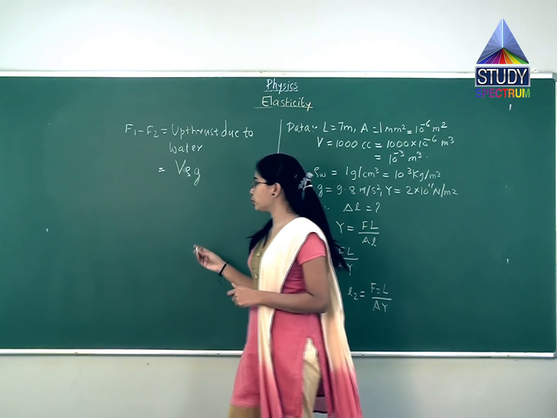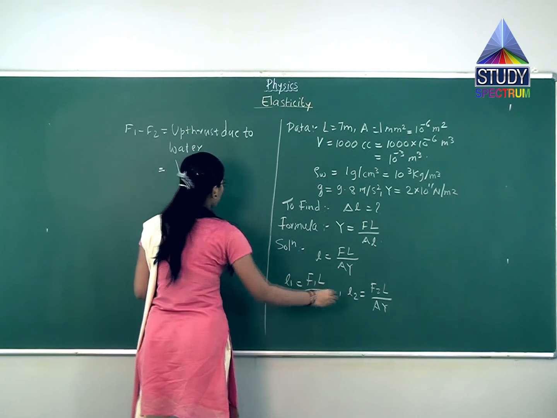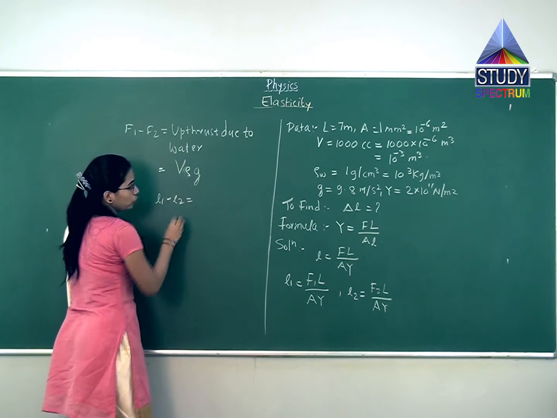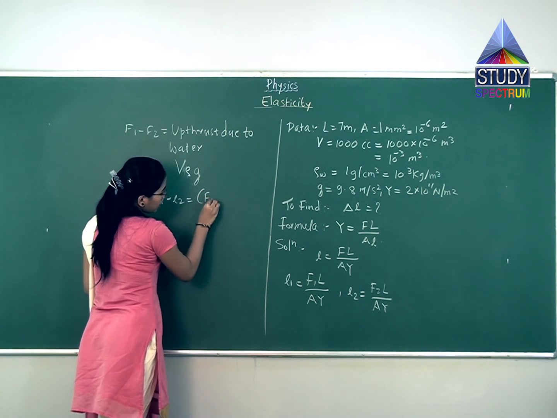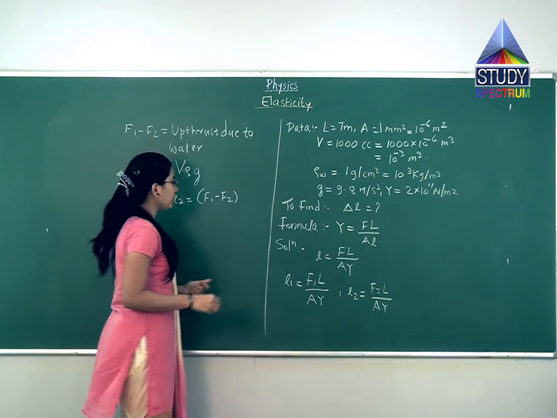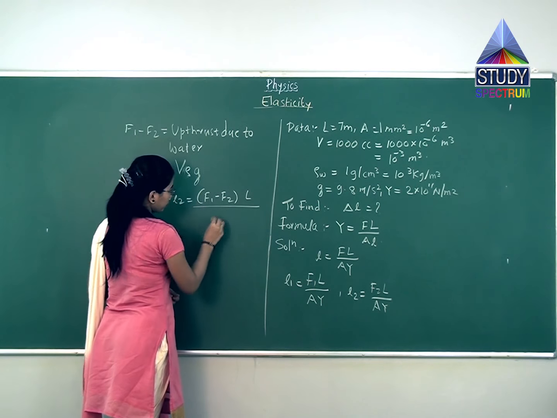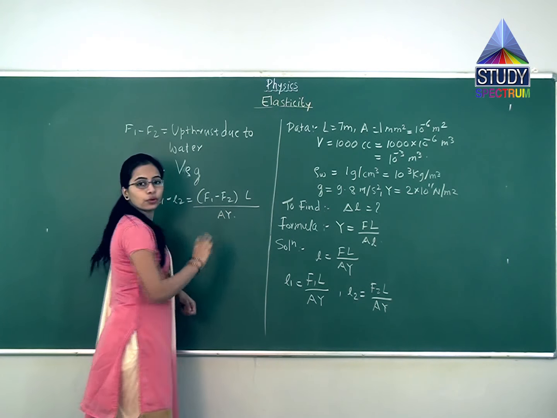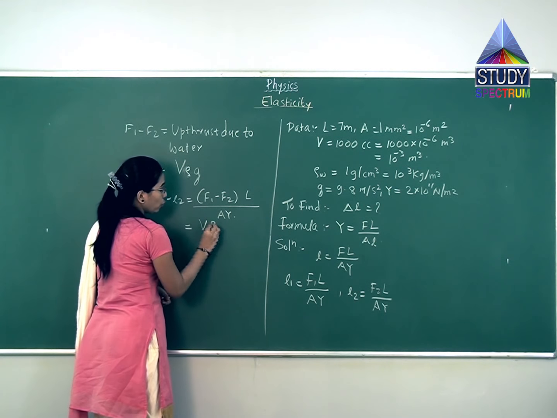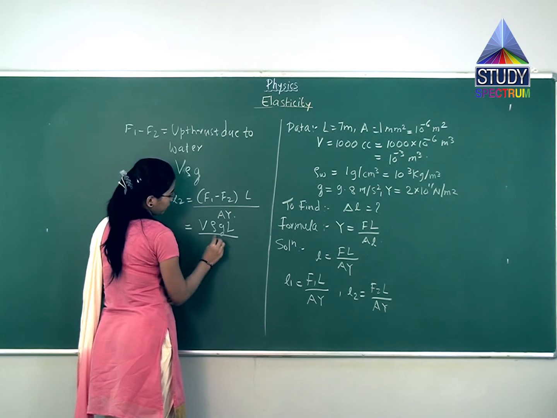So we will substitute here. We will subtract equation 1 and 2, or directly I can write l1 minus l2 is equal to F1 minus F2, and all the other terms we will take constant, so L upon A into Y. So the expression will become V rho g L upon AY.